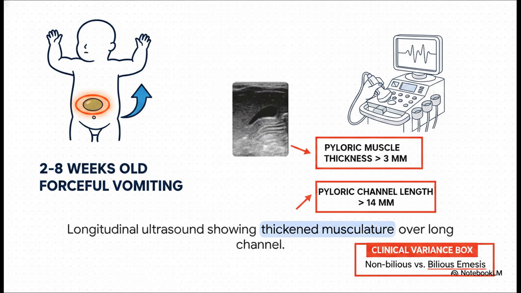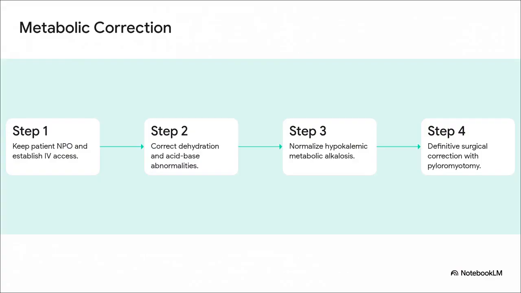The strict diagnostic parameters here rely on a targeted sonographic evaluation. Specifically, you're hunting for thickened pyloric musculature, looking for a thickness greater than 3 millimeters, and an elongated pyloric channel measuring greater than 14 millimeters. Because that relentless projectile emesis dramatically drains the body of hydrochloric acid and potassium, it kicks the renin-angiotensin-aldosterone axis into overdrive. This drives a profound hypokalemic, hypochloremic metabolic alkalosis. And this specific chemical derangement creates an absolute surgical mandate.